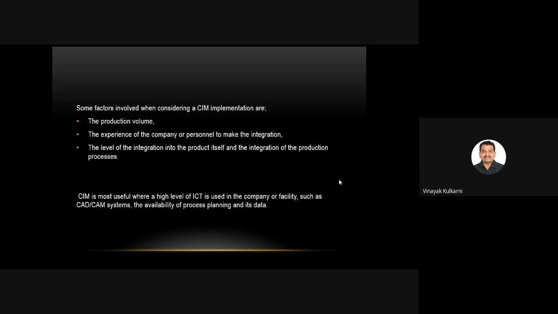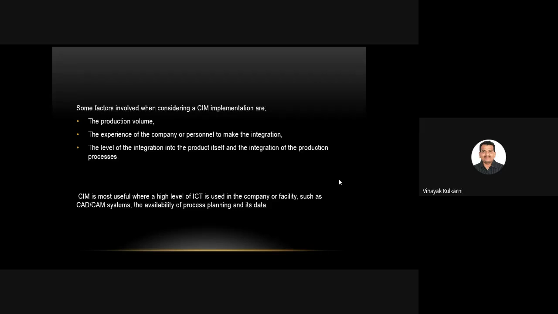The level of integration into the product itself and the integration of the production process. The last one is the level of integration into the product itself. So what type of integration is there in the product, whether the product is too complex, whether the product is too easy, or whether the product requires assembly. If it requires assembly, then what are the assembly automation machines? It will be robots, because robots only can assemble things. So for assembly, the robots will be required.